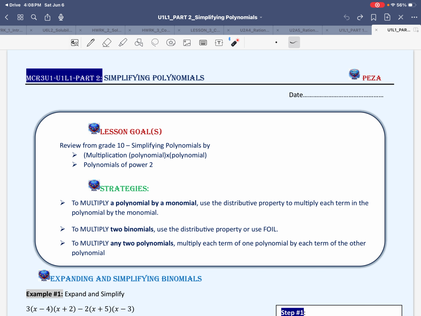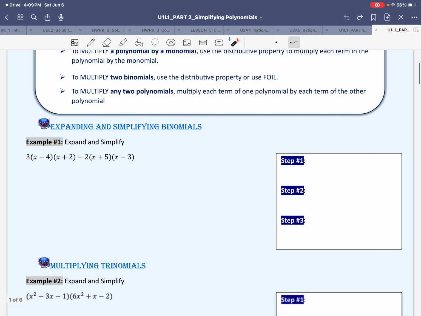So the strategies that we'll need to keep in mind are, remember that a polynomial multiplied by a monomial, we use distributive property. When you multiply two binomials, we use a distributive property that in the past we've called FOIL, so first, outside, inside, last. We'll talk more about it as we look into the examples. And to multiply any two polynomials, you take the term of one of the polynomials and then you multiply by each term of the other, and then you continue with the second term and multiply by the polynomial and so on. So let's explain this through the examples.